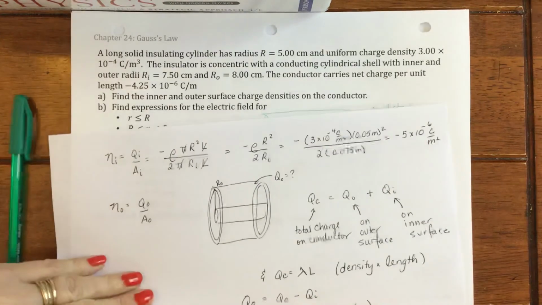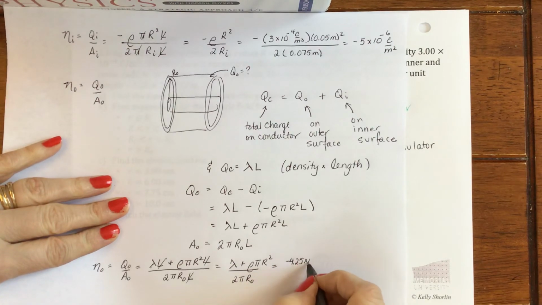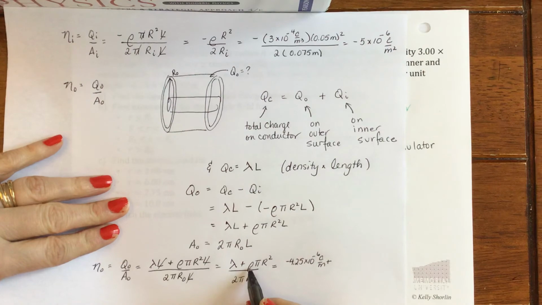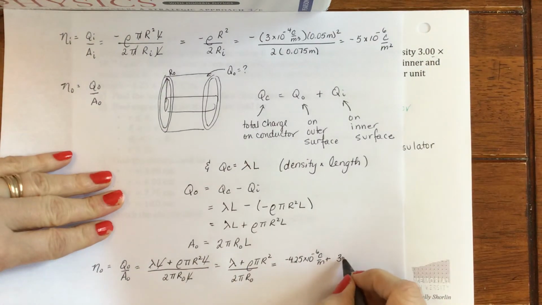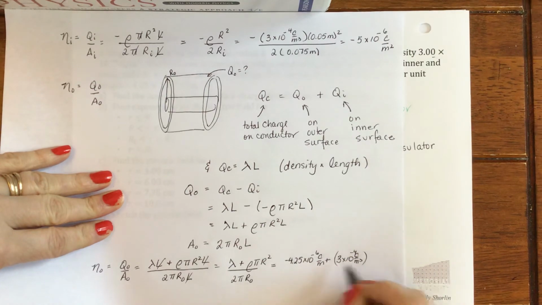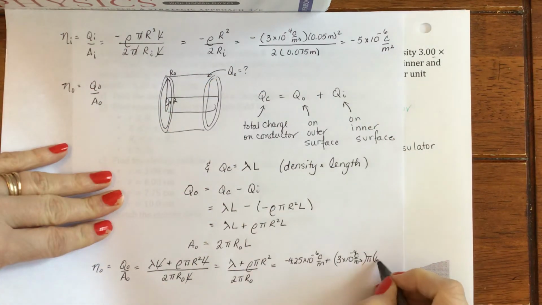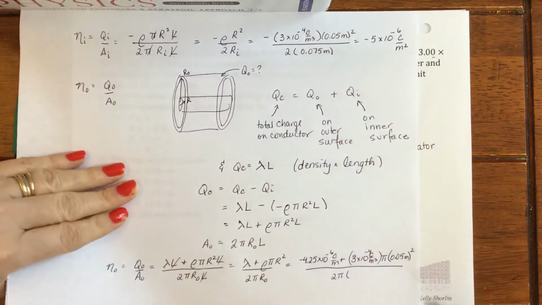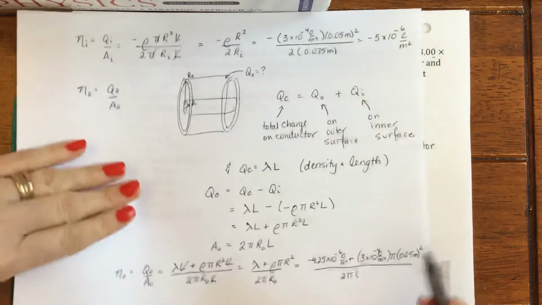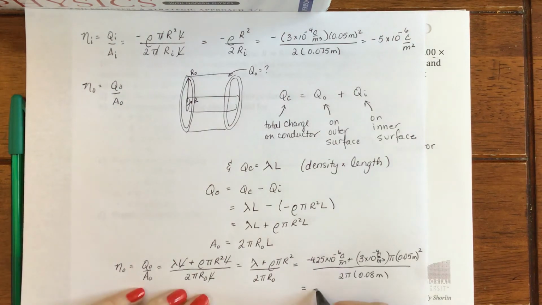Our lambda, our linear charge density, is minus 4.25 microcoulombs per meter. Plus volume charge density rho, which is 3 times 10 to the minus 4 coulombs per cubic meter. Times pi times r. Remember, this is the radius of the insulator, so that's our 5 centimeters. Then we're dividing that by 2 times pi times the radius of the outer surface of the conducting cylinder, which is 8 centimeters. Put all that through the calculator, and what we get for our answer is minus 3.77 times 10 to the minus 6 coulombs per meter squared.